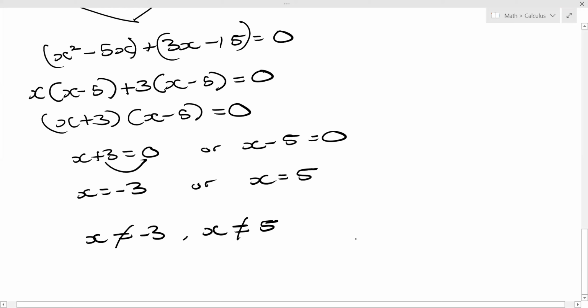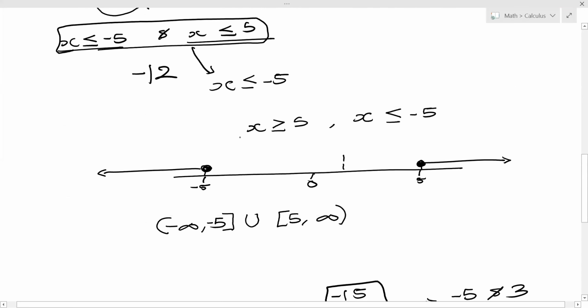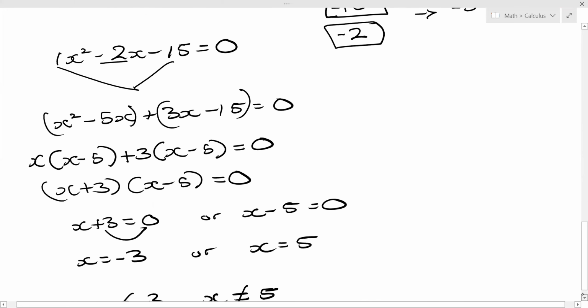Okay, now let's try and combine everything so far. So from the top, we got this as our domain. We had x is greater than or equal to 5, x is less than or equal to -5. Let's bring it here.